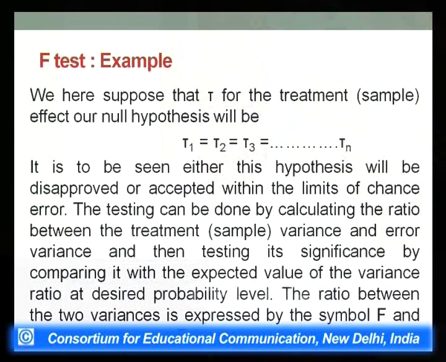and the ratio between two variances is expressed by the symbol F. That is what we call analysis of variance or F test. So F test is actually the ratio between the two variances. So don't get confused about how the F value has come. On the basis of the formula we work out the variance ratio and then we interpret it keeping in mind the value itself.